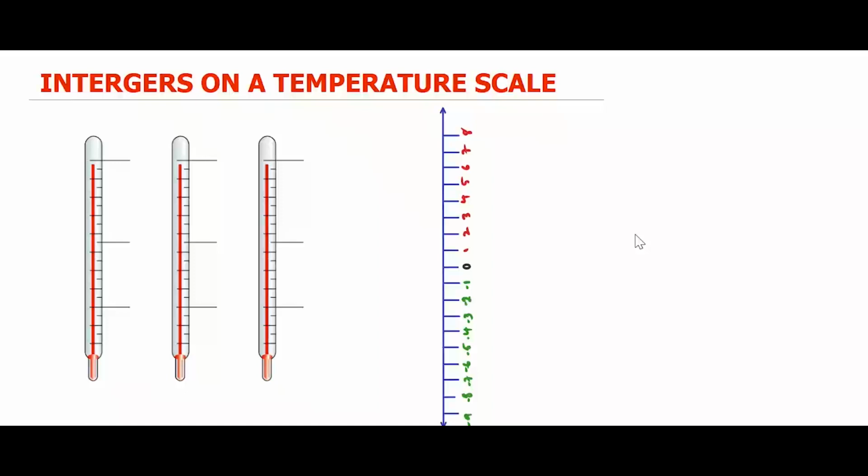Integers on a temperature scale. In this video, I will discuss the behavior of integers along the temperature scale. The temperature scale is like a number line, and common sense tells us that the lower the temperature, the cooler it is. A thermometer has a reading scale similar to that of a number line. That is, it has the positive and the negative temperatures separated by 0.